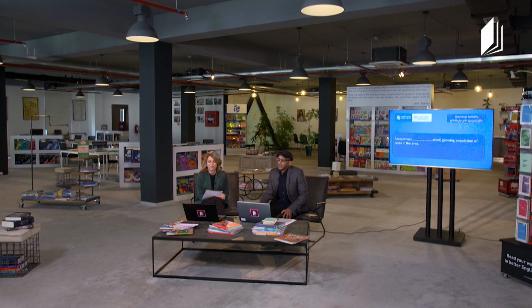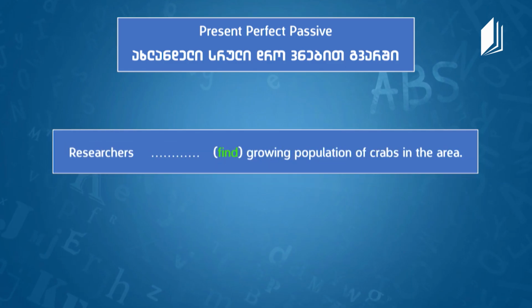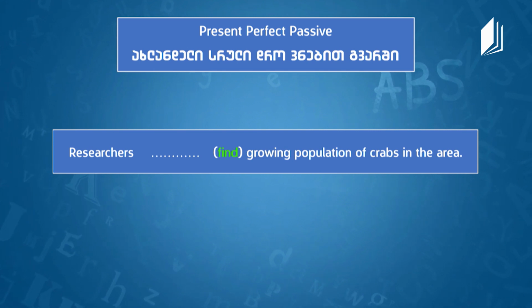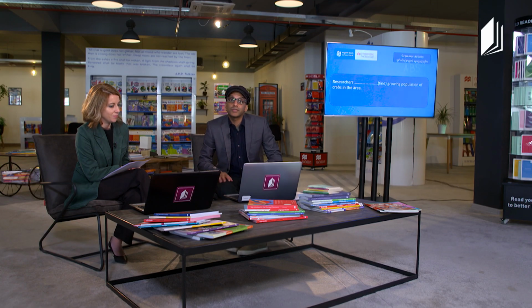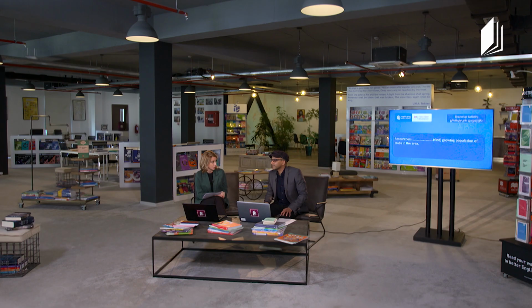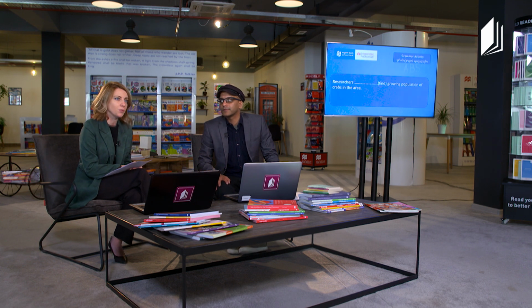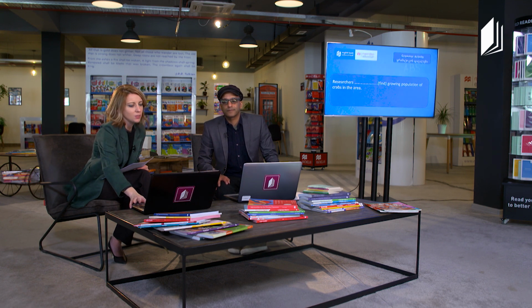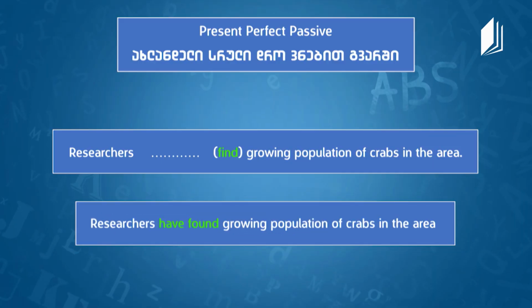Okay, now let's move on to the next one, and you have to try it this time. Sure. So we have researchers, and the verb is find, growing population of crabs in the area. Now, Ms. Thatya, I would say the following. Researchers have found a growing population of crabs in the area. Yes, and I think that here we don't use passive voice because the doer of the action is clear. This is researchers. Yeah. So researchers do it. It's at the beginning of the sentence, so we have to use active voice, present perfect, right? And we should say researchers have found a growing population of crabs in the area.